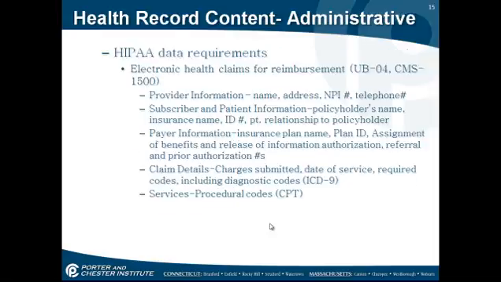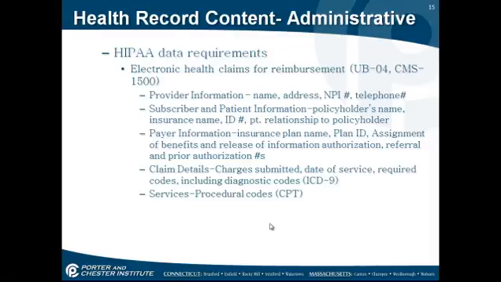HIPAA data requirements on administrative data is information that's going to be used in health claims for reimbursement. If it's a hospital health claim, it's going to be the UB04 form, and if it is in a physician practice, it's going to be the CMS 1500. Information that needs to be on this are provider information. Who is the physician? What is their address? What is their ID number and their telephone number?